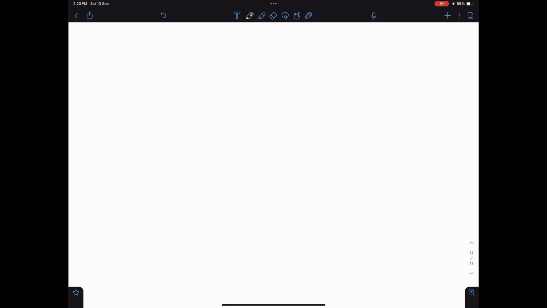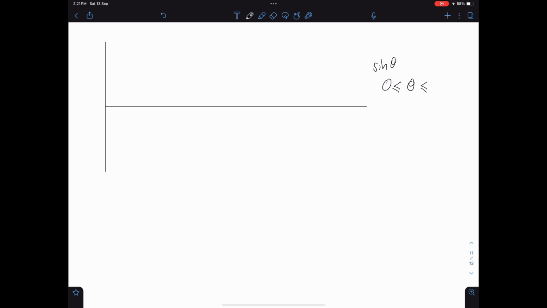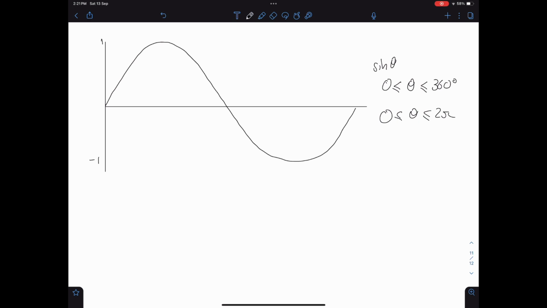And so now we will look at graphs of the trigonometric functions. So we'll start by doing sine theta, and we'll sketch it between 0 and 360 degrees, which is the same as in between 0 and 2 pi. And if we say this is 1 and this is minus 1, it'll look a bit like this.